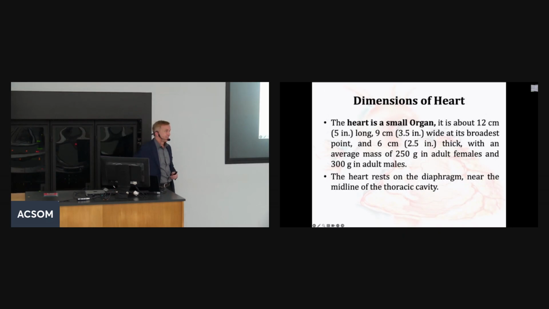It's a small organ. It's a very efficient but small pump. It measures about 12 centimeters, 5 inches, 9 centimeters wide, and 6 centimeters thick. And you should remember the average weight or mass in women is about 250 grams. In men, it's about 300 grams.